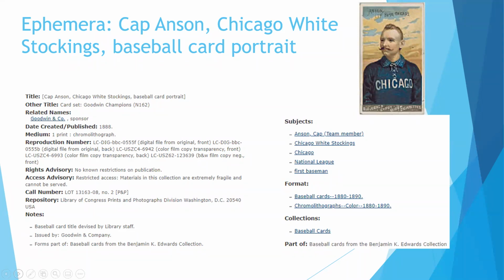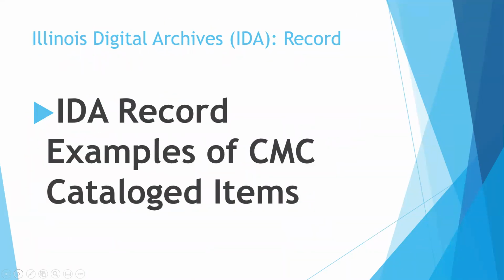So this is actually part of the baseball cards from the Benjamin K. Edwards collection. And so the title is the Cap Anson Chicago White Stockings baseball card portrait, but the other title is card set Goodwin Champions, and then N162 in parentheses. And then notice in the related names, you've got Goodwin and Company as a sponsor. But this was created and published in 1888, and I think the quality of the image is pretty good for it being that old.